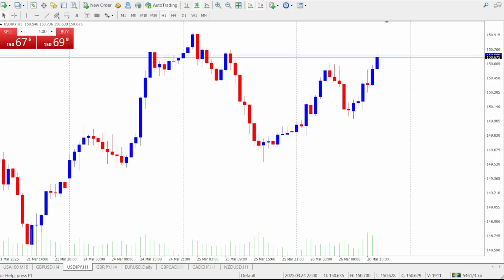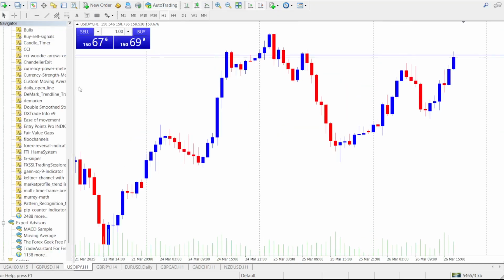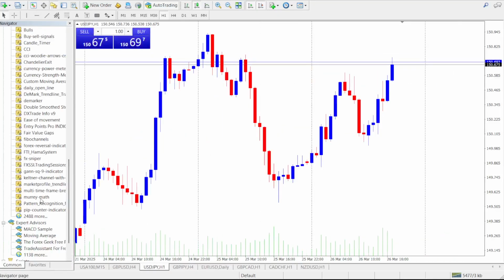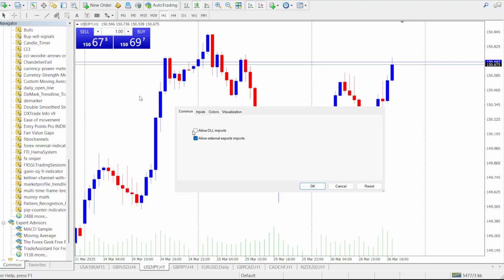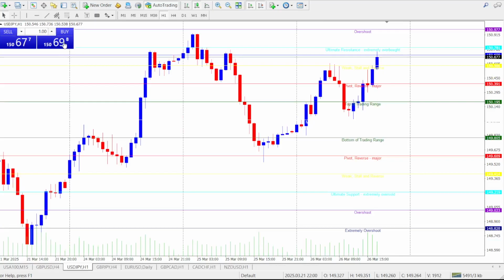Now the Murrey Math Indicator is a custom indicator, so if you want to make use of this indicator, you have to download it from an external site, ensure that it's a reputable site, and then add it to your indicators library, after which you need to restart your terminal and then of course add it to your chart, just like I did right now.